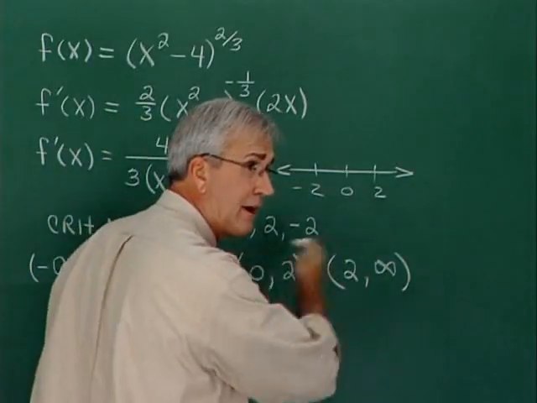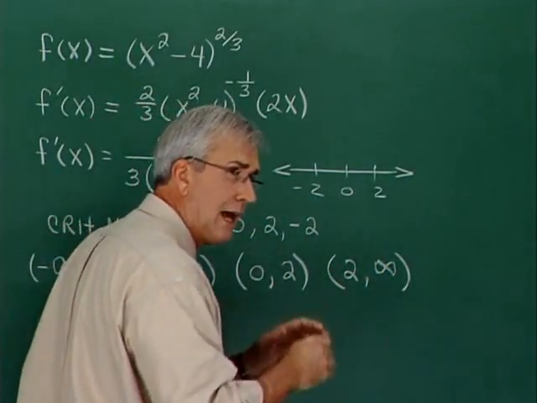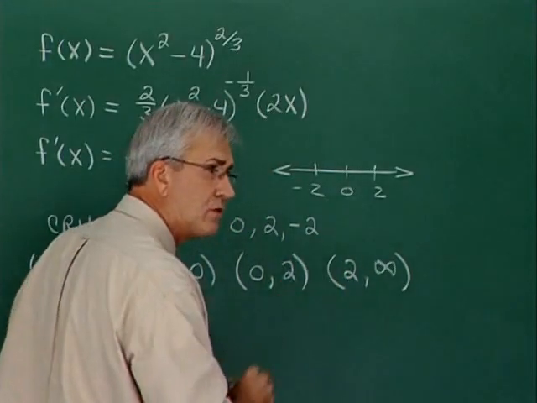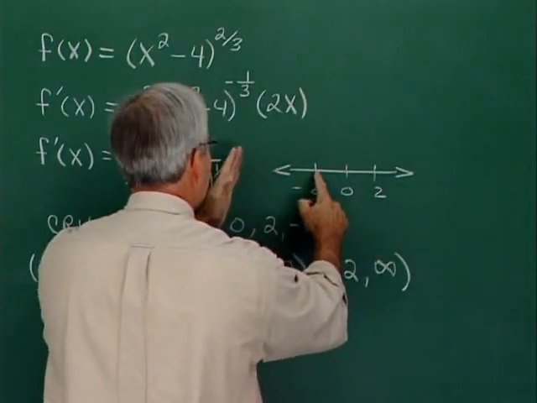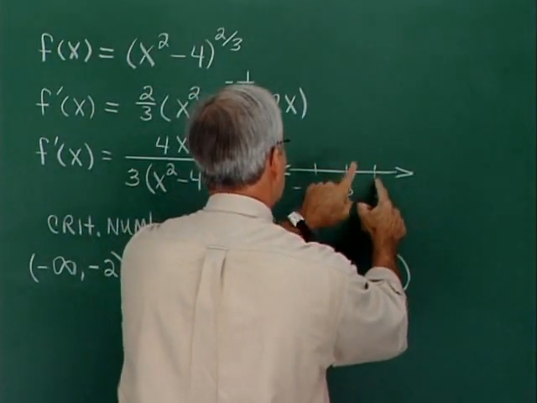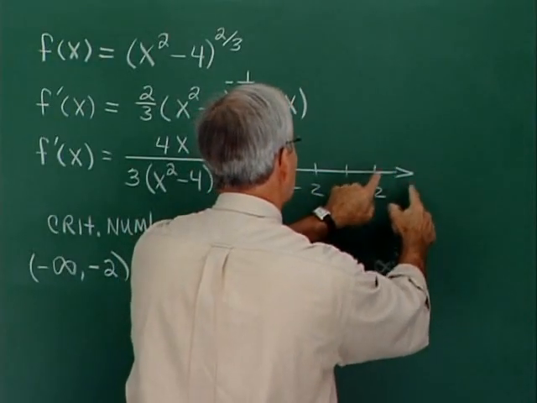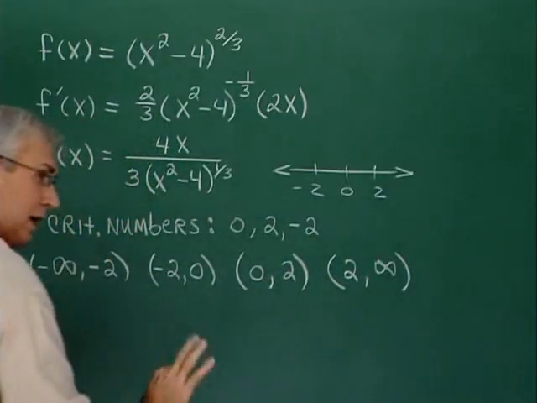Now I'm using interval notation here. I think in your textbook you may see that interval described using inequalities, but it's the same idea. So this interval is from negative infinity to negative 2. This interval is from negative 2 to 0. This interval is from 0 to 2. And then this interval is from 2 to infinity. All right, here are those intervals, and away we go.